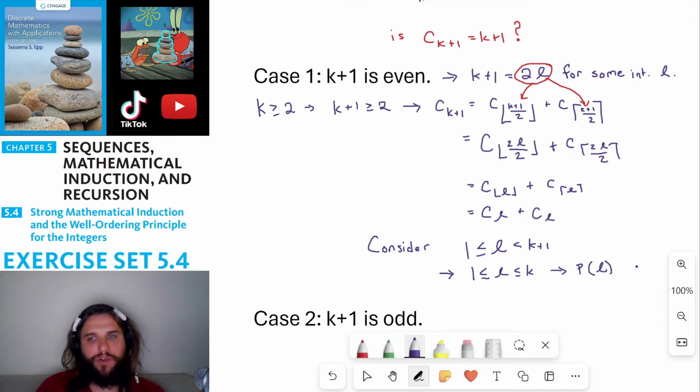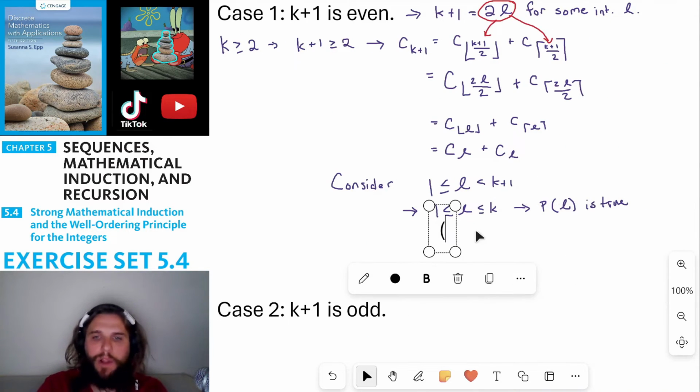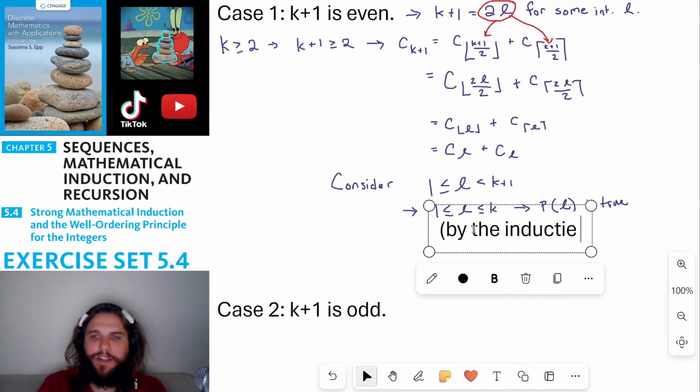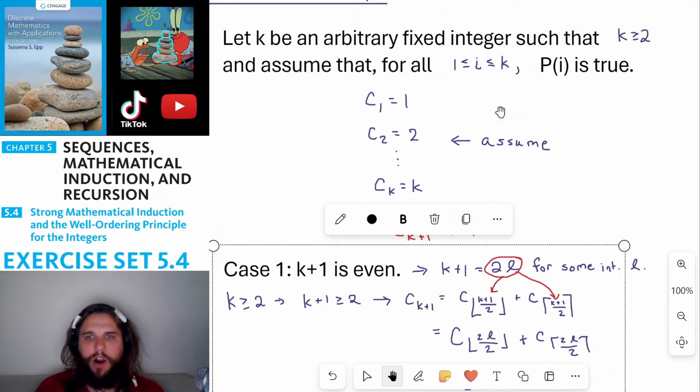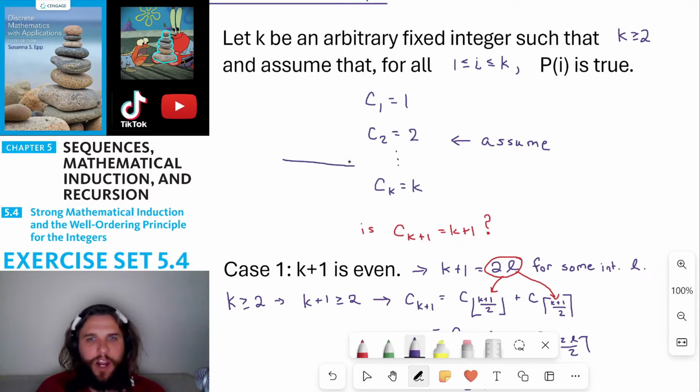Now, this is the part where we are applying the inductive hypothesis. So let's remind ourselves what our inductive hypothesis is. Our inductive hypothesis says that P of L is true, since L is one of the i's that satisfy this inequality. And so that means somewhere in this list of P of i's is the statement that C sub L equals L. We don't know what L is, but we know that it's somewhere buried in those dots here. That's because L satisfies this inequality.